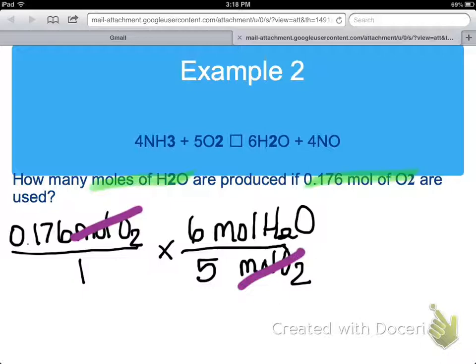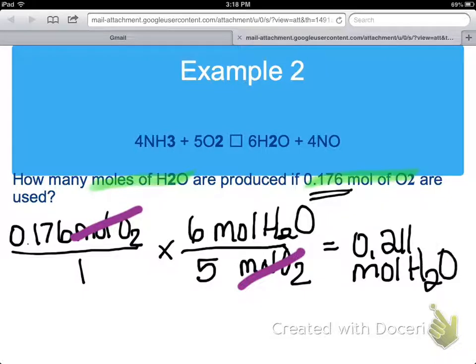Perfect. So we're going to do 0.176 multiplied by 6, all divided by 5. So everything on top divided by everything on the bottom. We need 3 significant figures, because if you look back at the number that they gave us, 0.176, that is 3 significant figures. Remember that 0 in front doesn't count as a significant figure. So you label your answer. Voila, done.